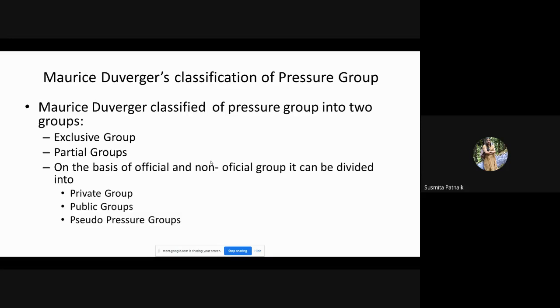MC the worker, on the basis of two questions, has classified the pressure groups into the following categories. The one question was whether all the groups that put pressure upon the government are called pressure groups. Whether all the pressure groups are official groups and non-official groups. Okay, exclusive groups and partial groups.